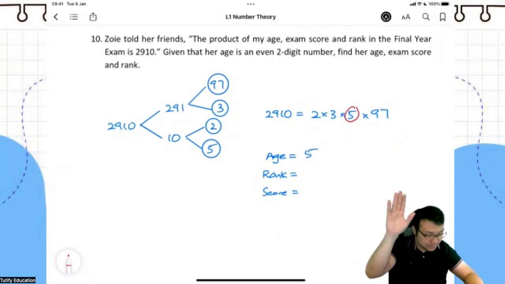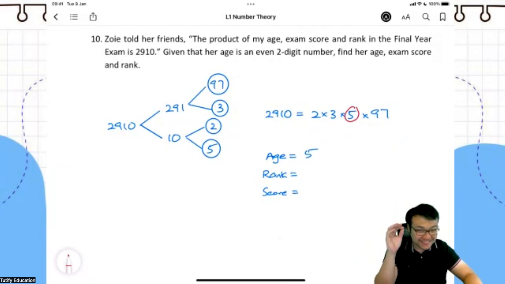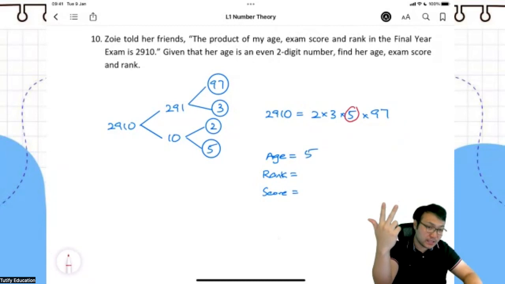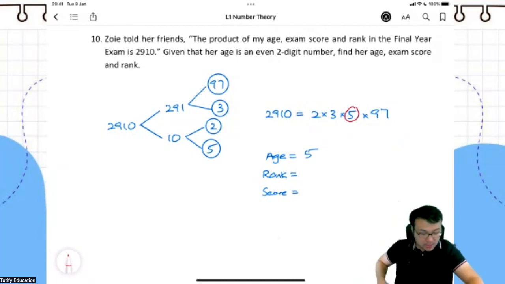But the age, rank, and score are only 3 categories. You have 4 numbers here. You're definitely going to have to combine 2 numbers together. Never mind, you can do it later on. Let's say her age is 5. Then what do you think is her rank?